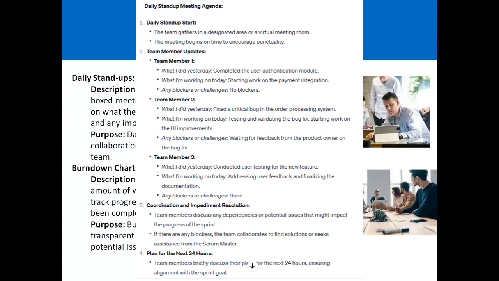Generally, we also discuss any issues or problems they are facing, and a stand-up meeting should not be more than 15 minutes. Daily stand-ups facilitate communication, collaboration, and quick problem solving within the team.